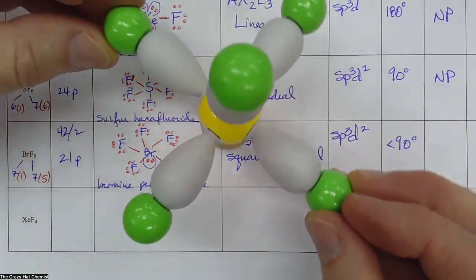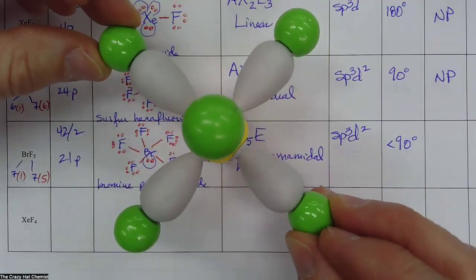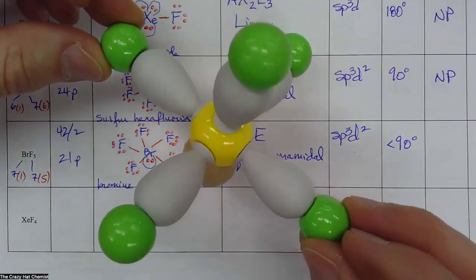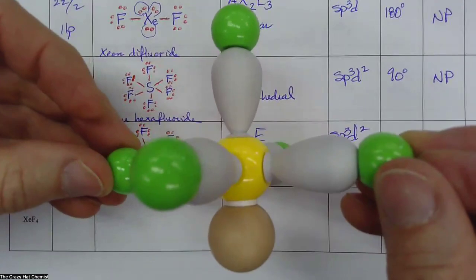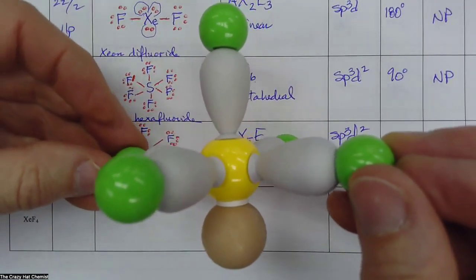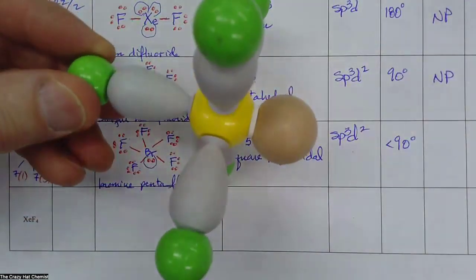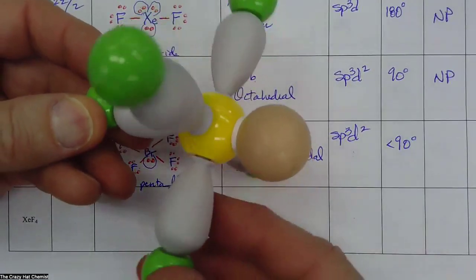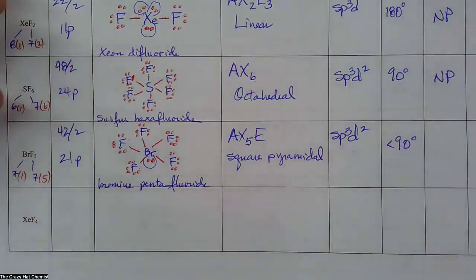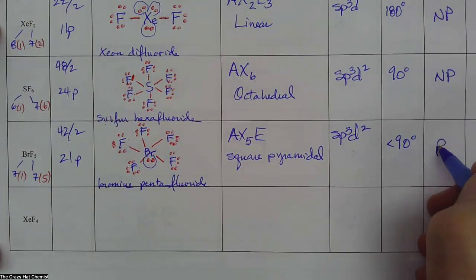So there we go, there is square pyramidal. You can see there's a square, and it's a pyramid because it's three-dimensional with that lone pair. This is most certainly asymmetrical, and that means it's polar. Party on, Garth. Party on.